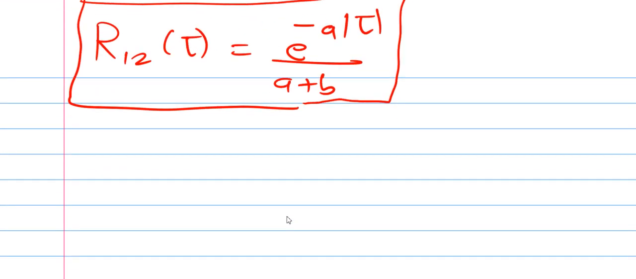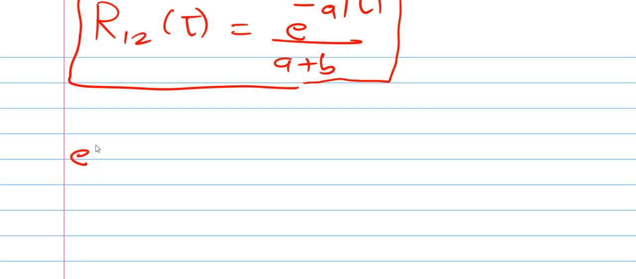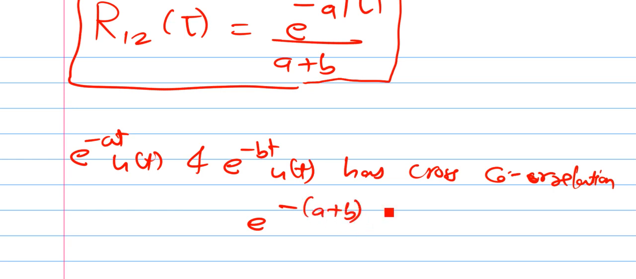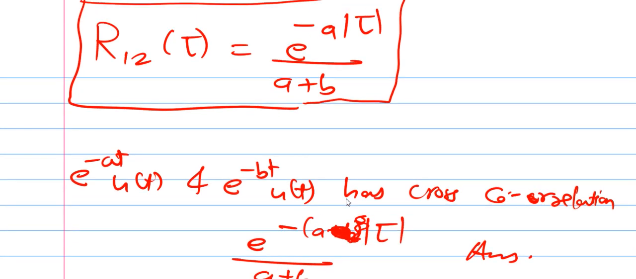So the final answer, I will write that e raised to minus at u of t and e raised to power minus bt u of t has cross correlation e raised to power minus a magnitude tau upon a plus b. Sorry, e raised to power minus a magnitude tau upon a plus b. So this is the final answer.